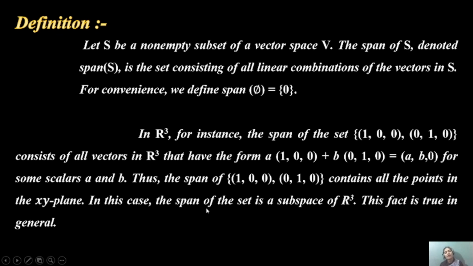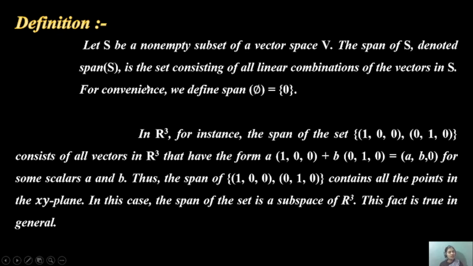In this case, the span of the set is a subspace of R3, and this fact shows as a general value for the xy plane. This xy plane is generated by both of these conditions. Suppose this value is generated as a 0, then the z coordinate is not considered. If this value is 0, then only the x and z plane is considered. Okay, this span is generated as a combination of (1, 0, 0) and (0, 1, 0).